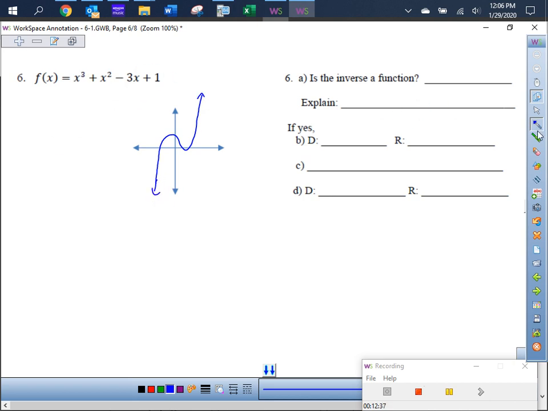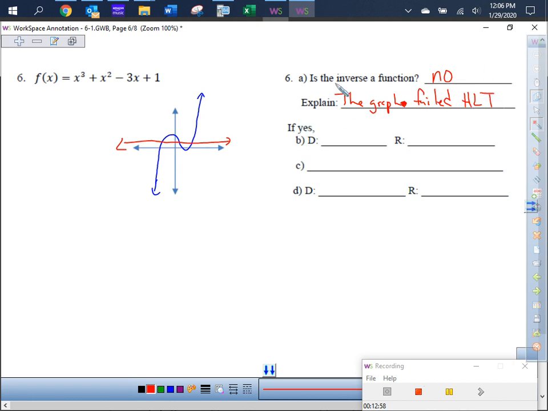They want to know if the inverse is a function. Well, we use the horizontal line test to tell that. And if you had this horizontal line right here, no way would it work. So this is a big fat no. Explain: the graph failed the horizontal line test. So always talk about the graph though, don't say it. So the graph failed the horizontal line test.